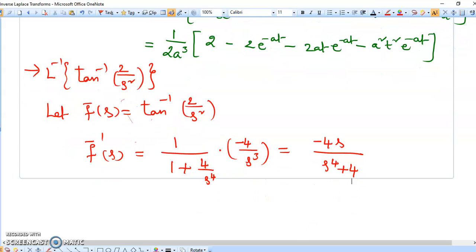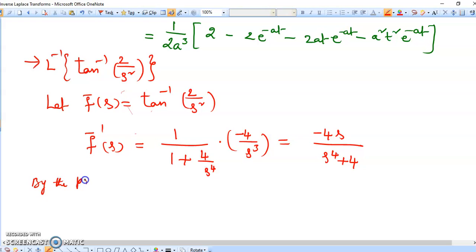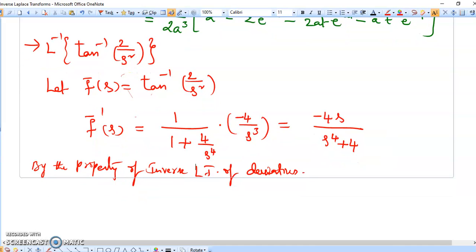Okay. Now what I did so far is I have calculated the derivative of the function f bar dash s. Now let us apply the rule. So what is the property? By the property of inverse Laplace transforms of derivatives.